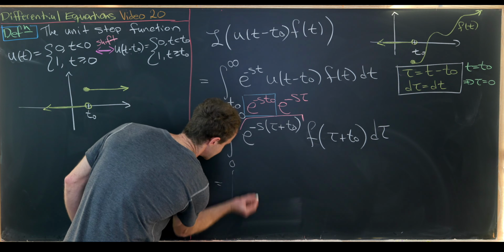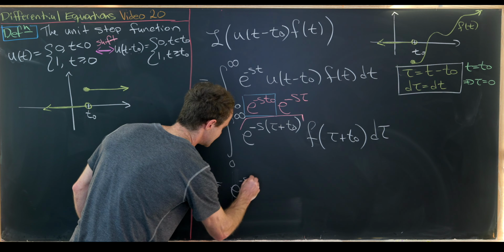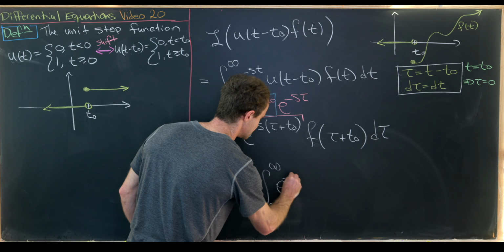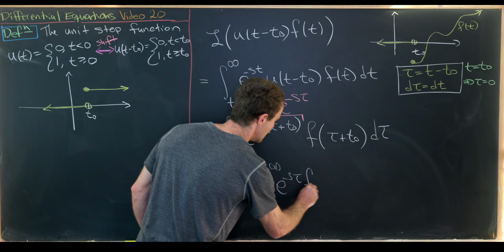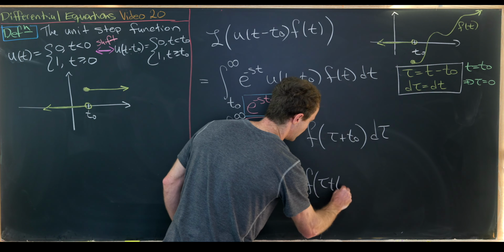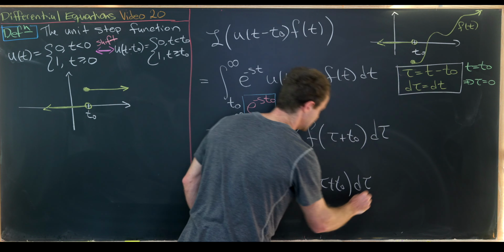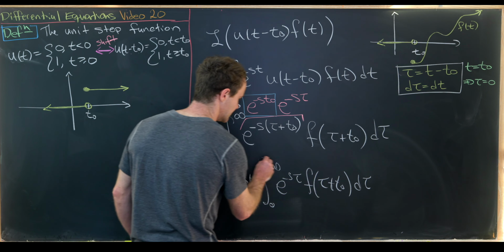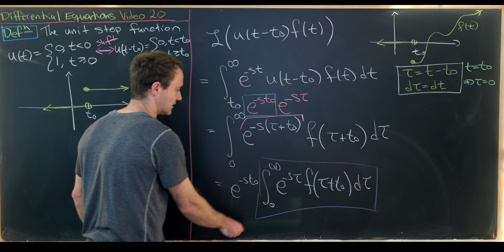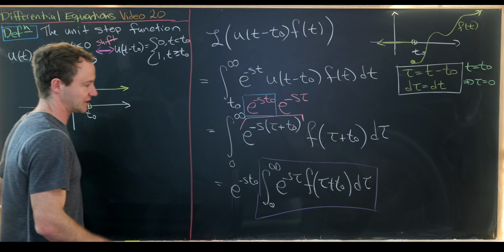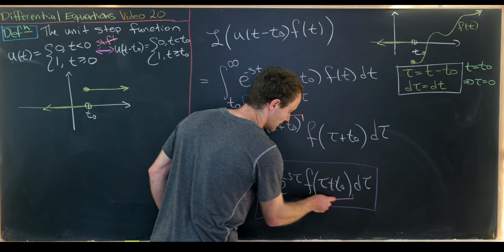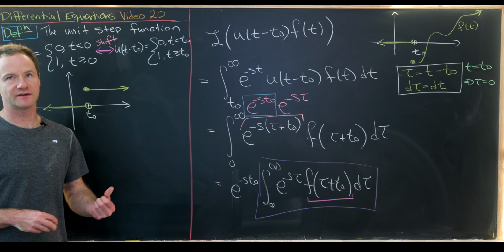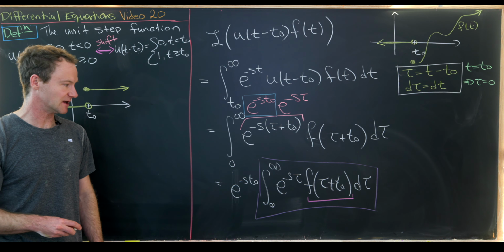So this will give us e to the minus s t naught, and then we'll have the integral from 0 to infinity of e to the minus s tau, and then f of tau plus t naught d tau. But let's notice that what's left over here, this integral, is in fact the Laplace transform of a function. And it's the Laplace transform of a shifted version of our original function f, where we have shifted to the left by t naught units.